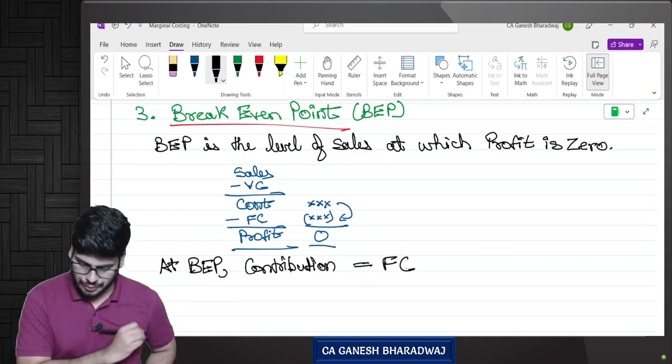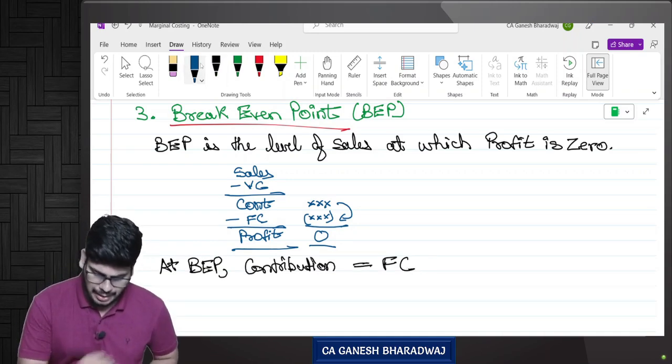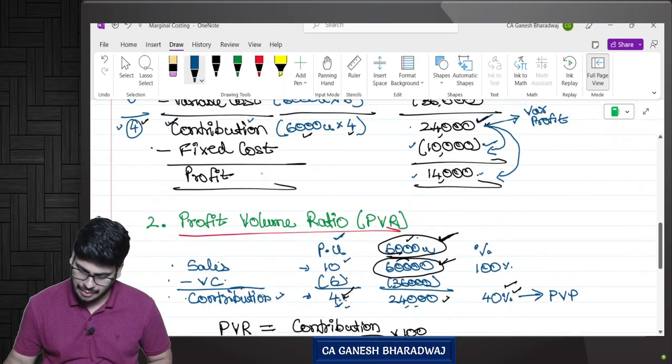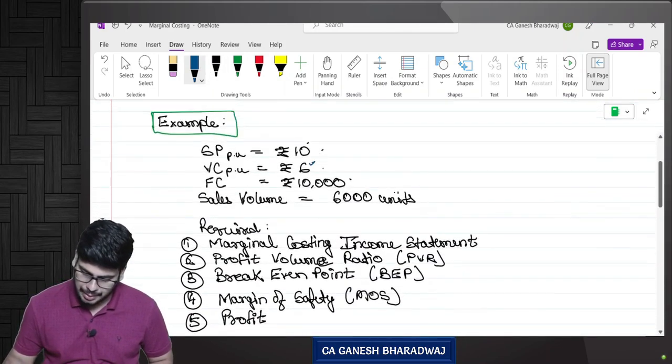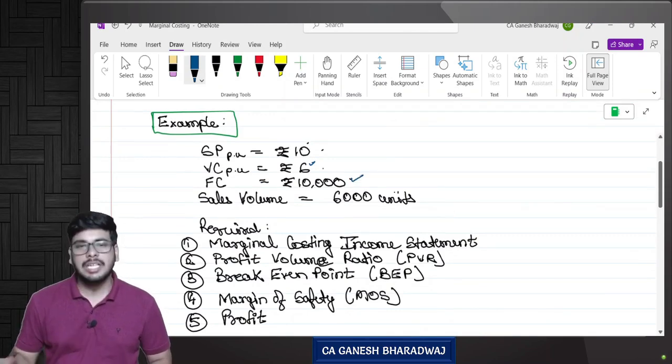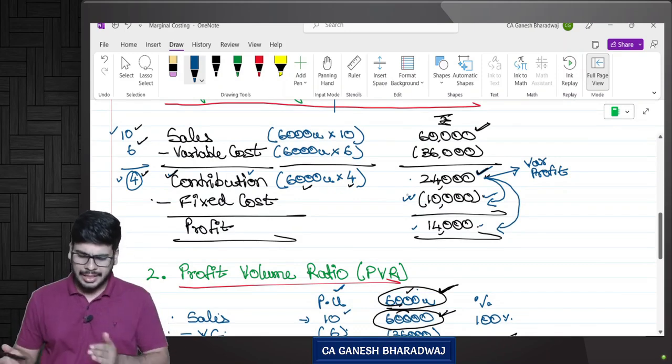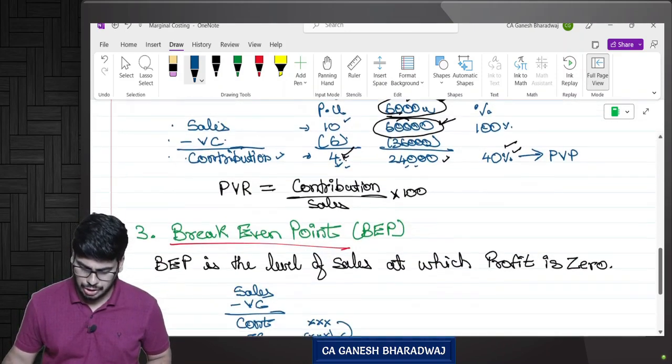Contribution equal to fixed cost. Now let us say in our example, how much is the fixed cost? In our example, the fixed cost was 10,000 rupees. Yes, we can even refer to this particular income statement. The fixed cost was 10,000 rupees, correct?